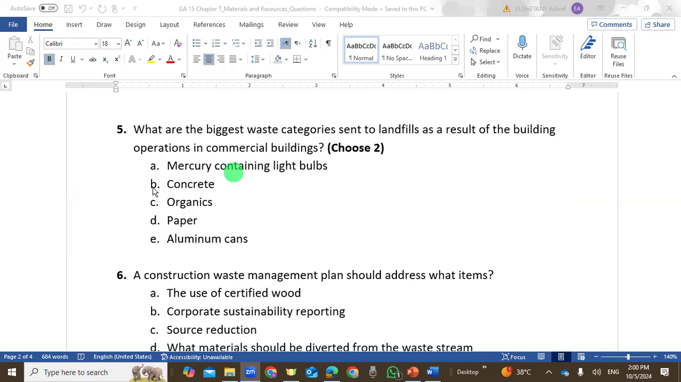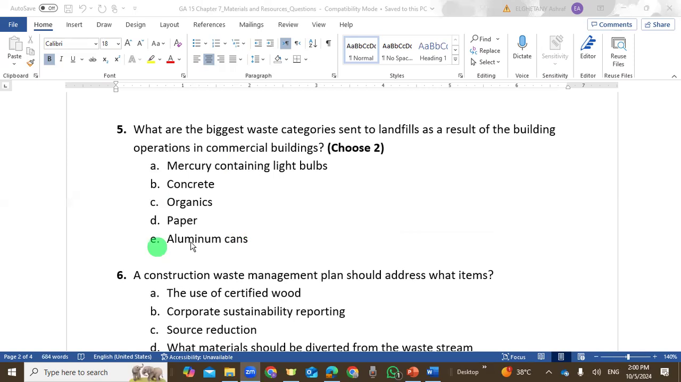So mercury containing light bulbs. Choose 2. Concrete. We will finish soon, only 5 minutes. Our time ended, but we'll finish just this. Concrete, organics, paper, aluminum can. Do you know that commercial building people always eat and drink? Yes or no? Yes. So see, they eat and drink.